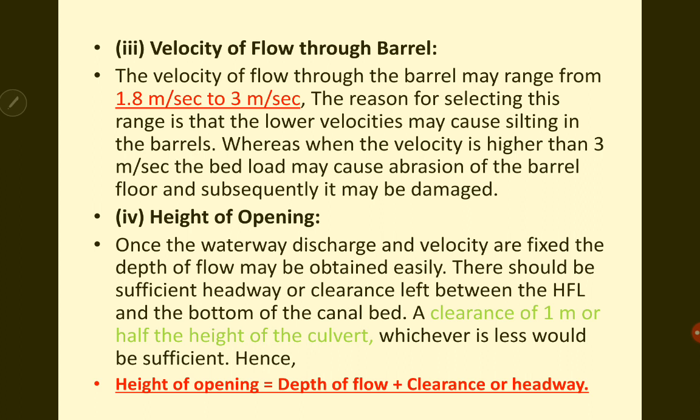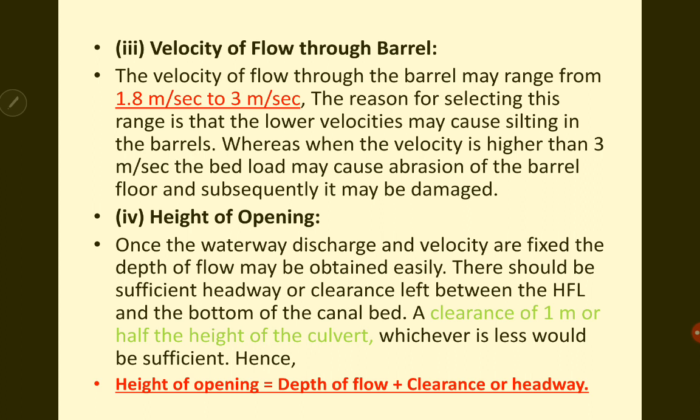The next step is to fix the velocity of flow through the barrel. In case of aqueduct, the barrels are not that important because here we are not going to design this barrel in an elaborate manner. We just have to fix the velocity of flow through the barrel as well as the height of the opening, height of the barrel. So here we are going to fix the velocity through the barrel as 1.8 meter per second to 3 meter per second.